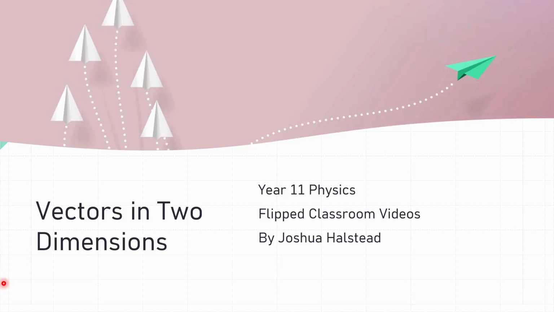G'day. So far, when we've been completing our first sets of lessons and activities in physics, we've been focusing on motion, which is working in a single dimension, either backwards or forwards or up or down or something like that. Here in this video, we're going to start looking at motion in a plane, in other words, motion that exists in two dimensions, and represent that motion using vectors.